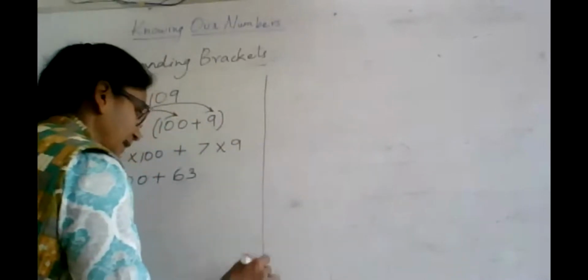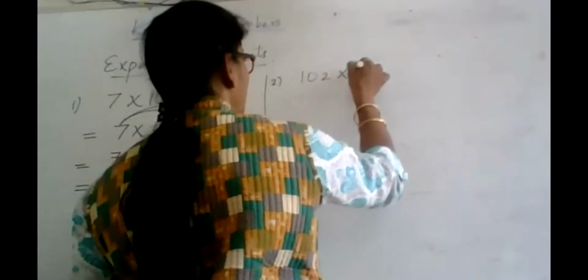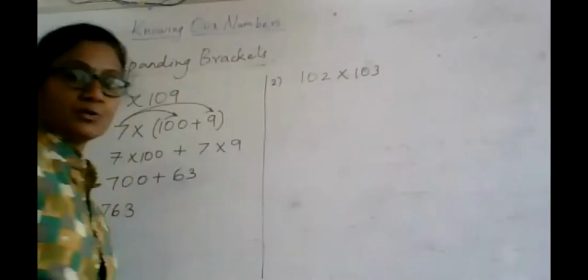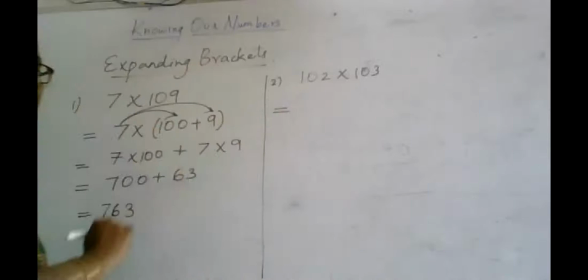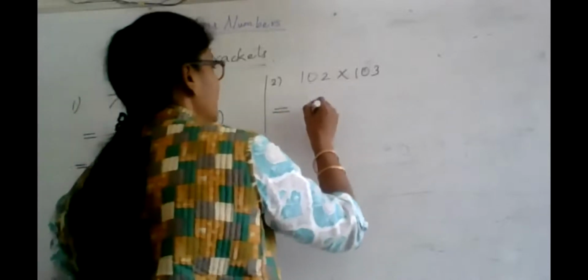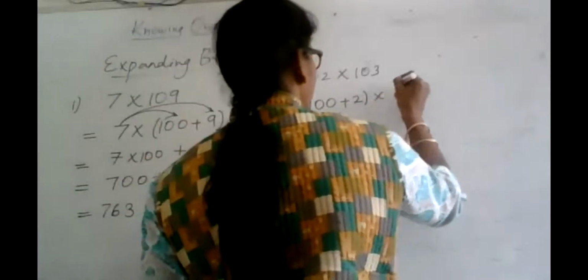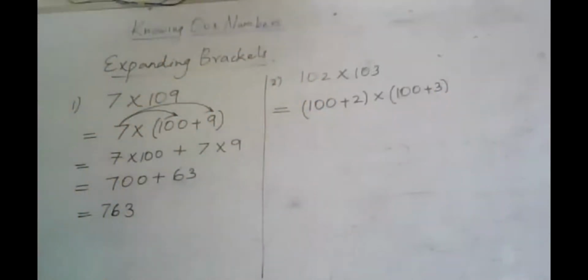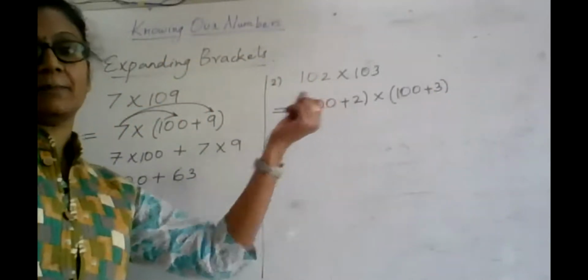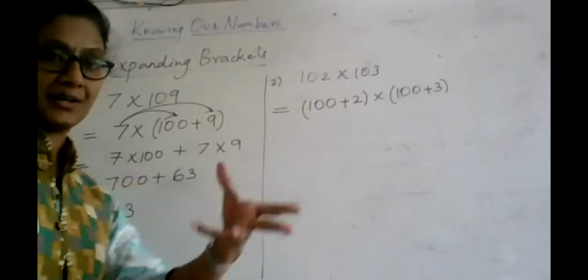We'll take one more example where you have two 3-digit numbers which are multiplied together. So here also the bracket is going to help me. I'm going to introduce the brackets and also expand it. So 102, like our previous problem. How can I split 102? It is split as 100 plus 2. And the second number again is split as 100 plus 3. So now what do I have to do? I have to expand the bracket. Now because there are two brackets, we are going to expand one over another.